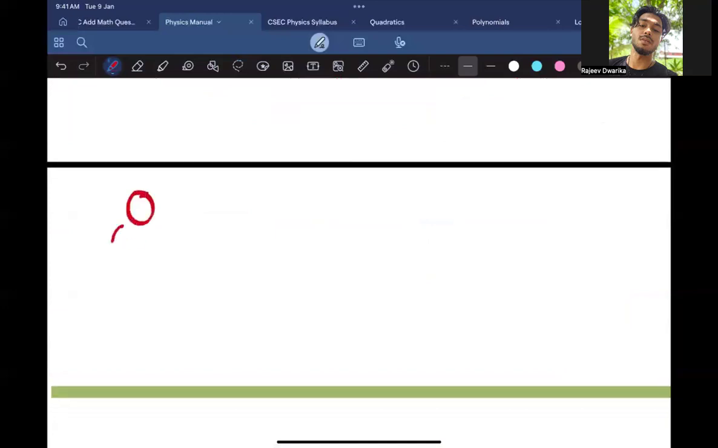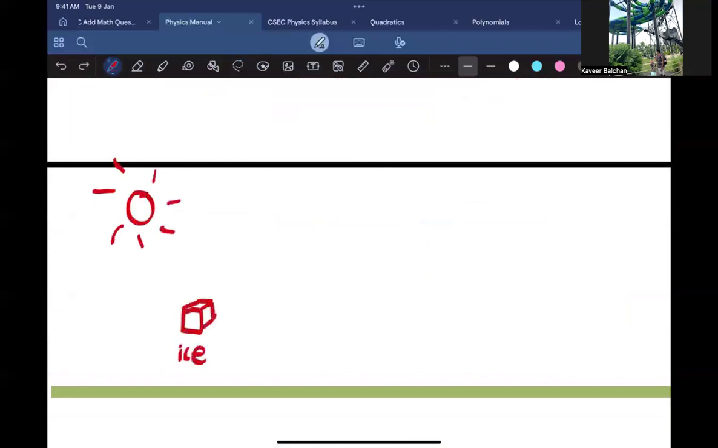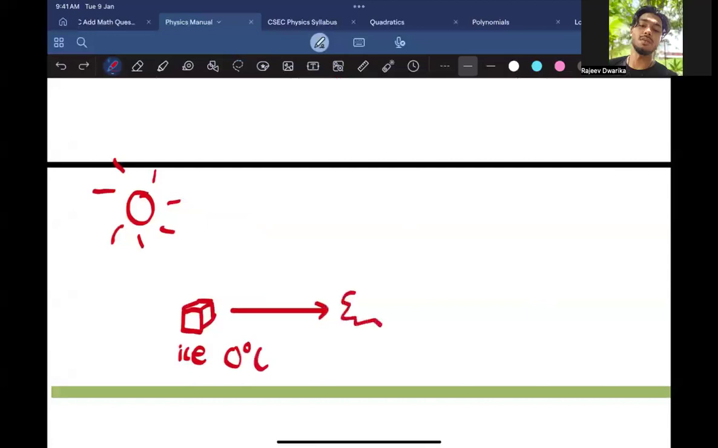Let me just say it's a real hot day, right? It's a hot day, and you throw some ice on the ground. What is the temperature of ice? 0 degrees Celsius, right? Because of the sun, the ice will turn to what? Liquid, or water. It will turn to water, right?